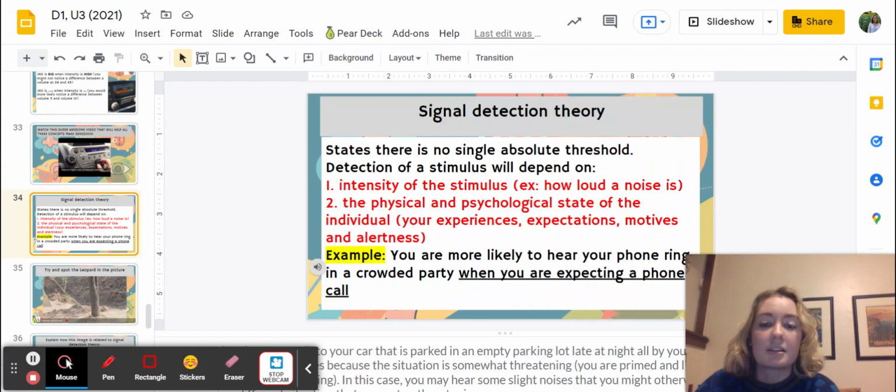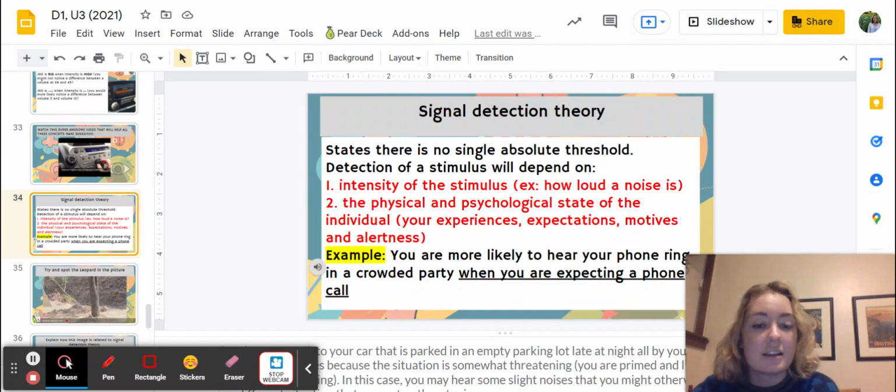Now, one last term I'm going to talk about is signal detection theory. This says that actually there's no one absolute threshold for everybody. Whether we detect a stimulus and register it depends on two things. First, it depends on the intensity of the stimulus: how loud something is, how heavy something is, how far away something is, if we can see it. And then the second thing it's going to rely on is what we talked about with top-down processing.